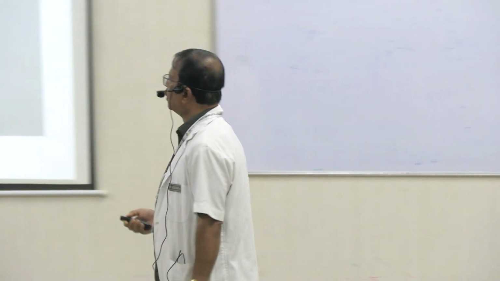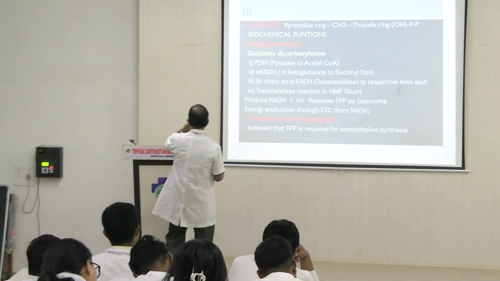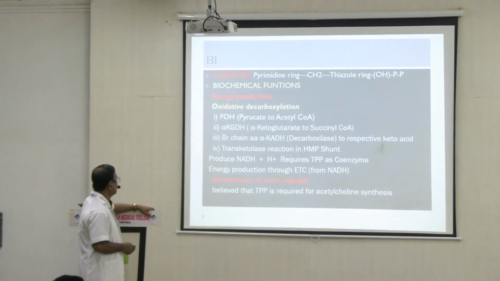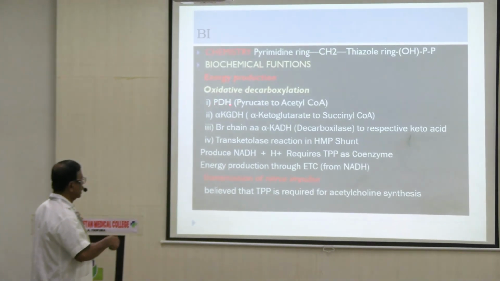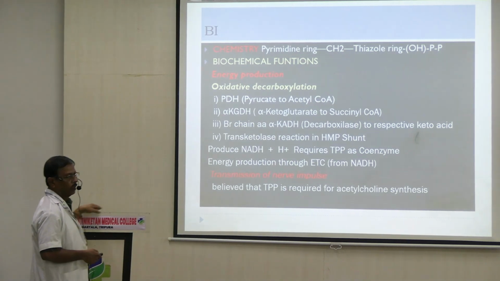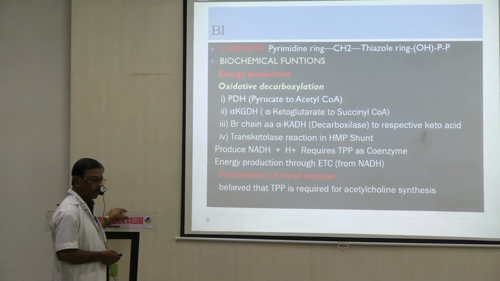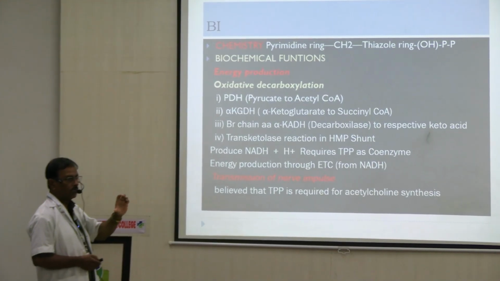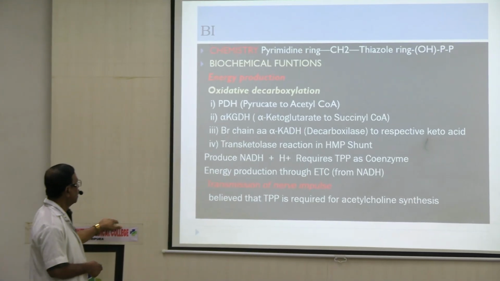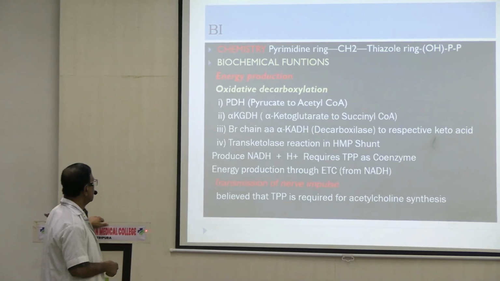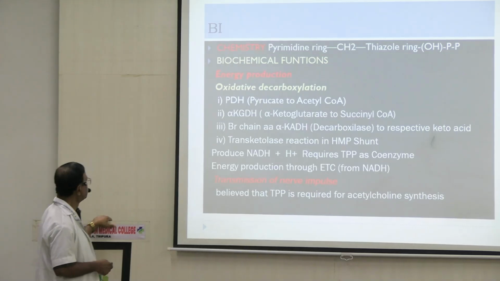Now, in case of biochemical functions, it has an energy production function. Pyruvate dehydrogenase enzyme utilizes this thiamine pyrophosphate. Pyruvate dehydrogenase is an enzyme complex. It uses 5 coenzymes. One of the coenzymes is thiamine pyrophosphate. It catalyzes conversion of pyruvate to acetyl-CoA.